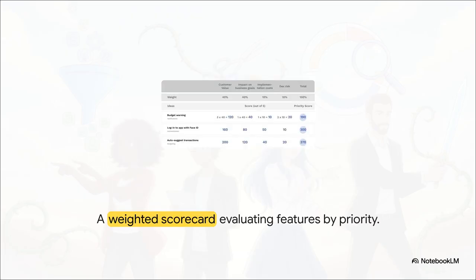Take a look at this weighted scorecard for a budgeting app. By assigning percentage weights to your business goals, you force stakeholders to align on strategy. See how customer value holds a massive 40% weight, while dev risk is just 10%? When you score features against these specific columns, the math literally does the prioritizing for you. Auto-suggest wins out here because it perfectly aligns with what the business actually values.